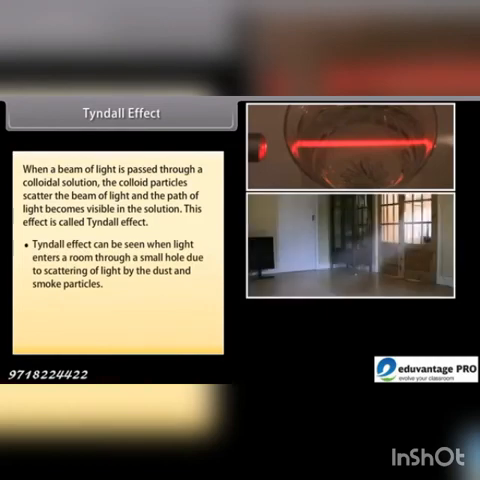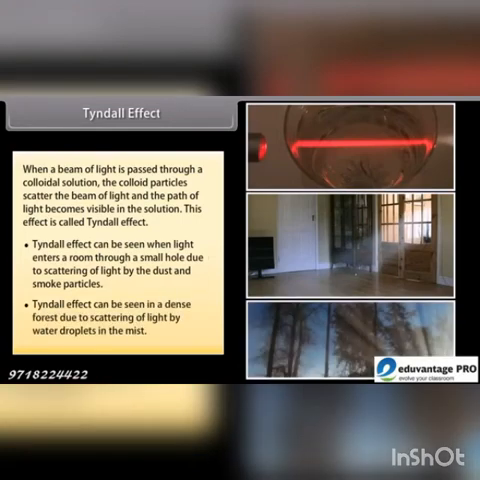Tyndall effect can be seen when light enters a room through a small hole due to scattering of light by the dust and smoke particles. Tyndall effect can be seen in a dense forest due to scattering of light by water droplets in the mist.